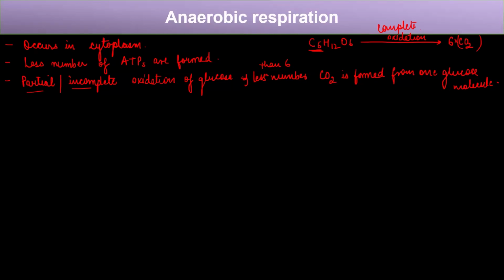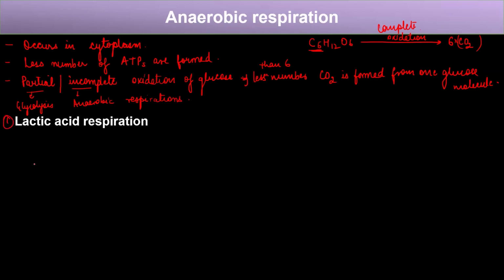And anaerobic respirations are examples of incomplete oxidation. So for partial oxidation, you can write glycolysis, and for incomplete, you will have anaerobic respirations. Now, anaerobic respirations are of two types. The first one is known as lactic acid respiration. As the name suggests, the final product that will be formed is lactic acid.